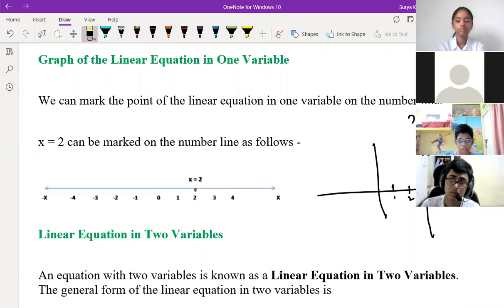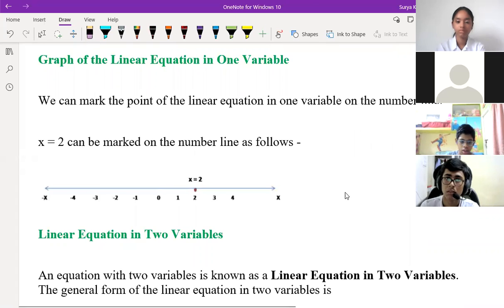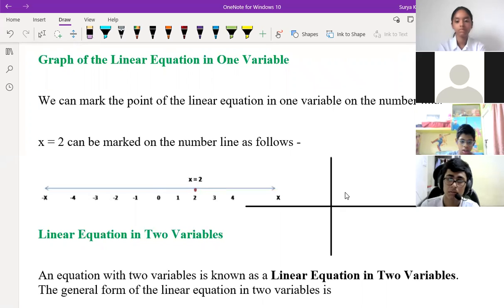Sir, I didn't understand the graph, sir. This graph you didn't understand. Yes, sir. Did you attend coordinate geometry? No. Yes, sir, I was there. I wasn't there for coordinate geometry, sir. Okay, that's why.